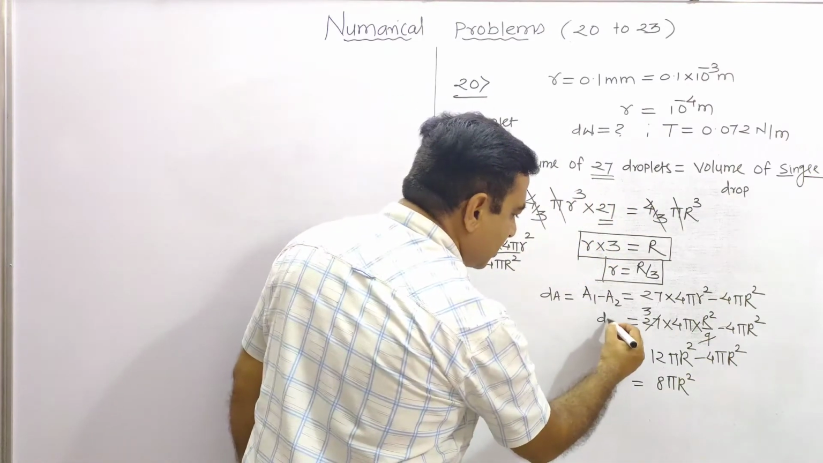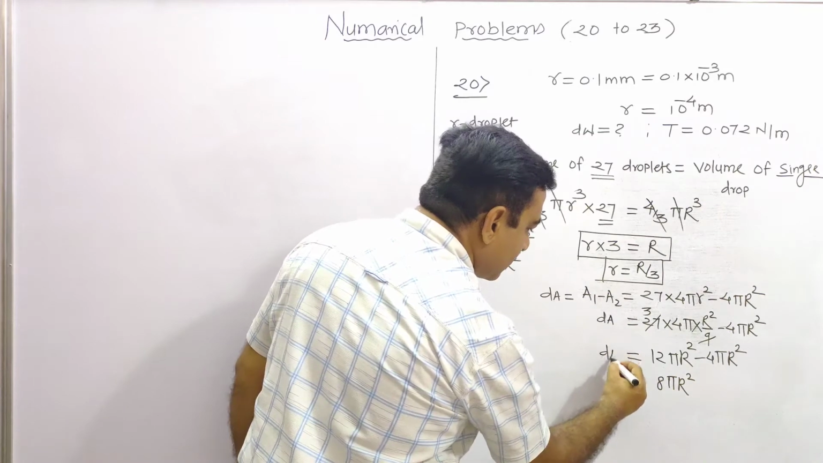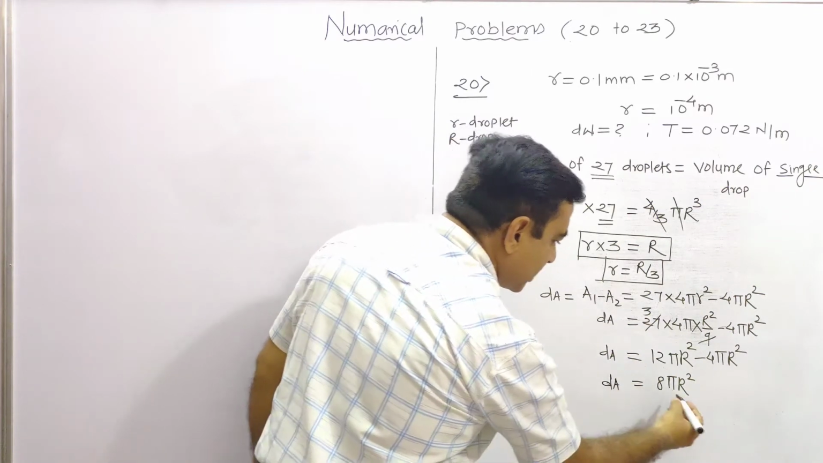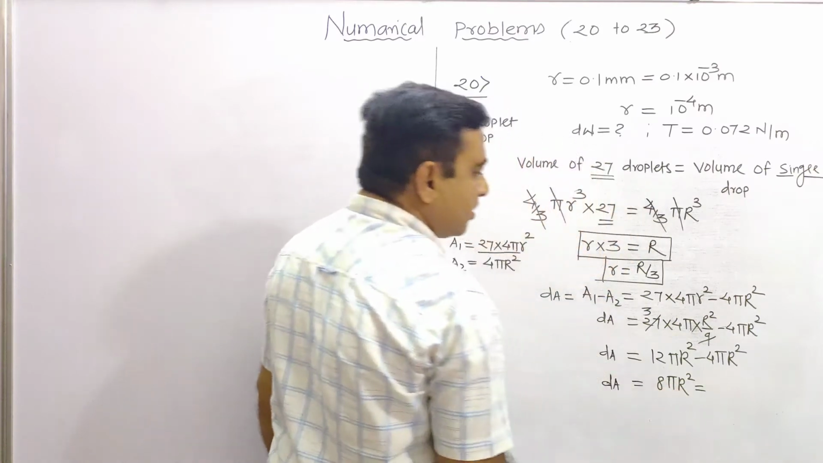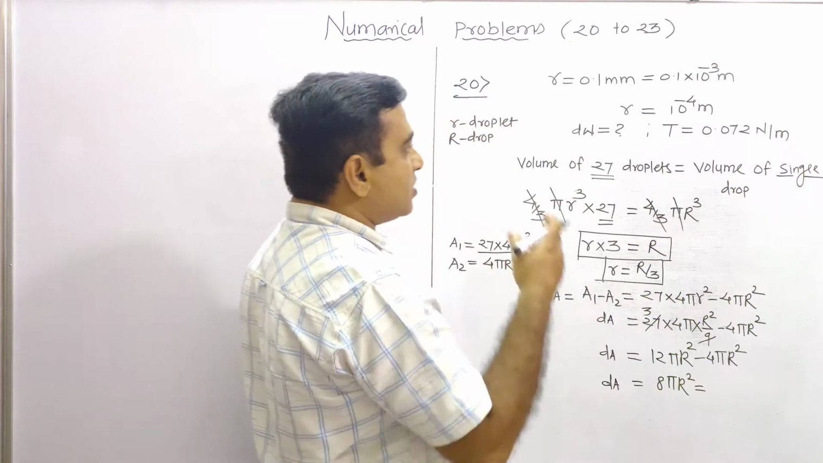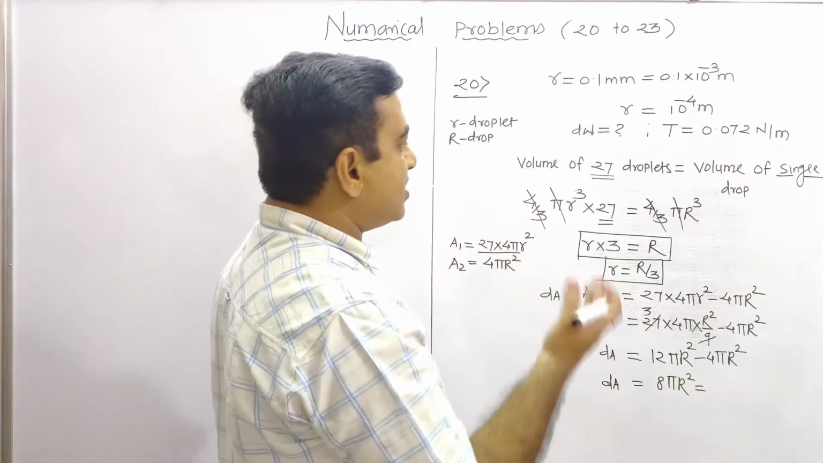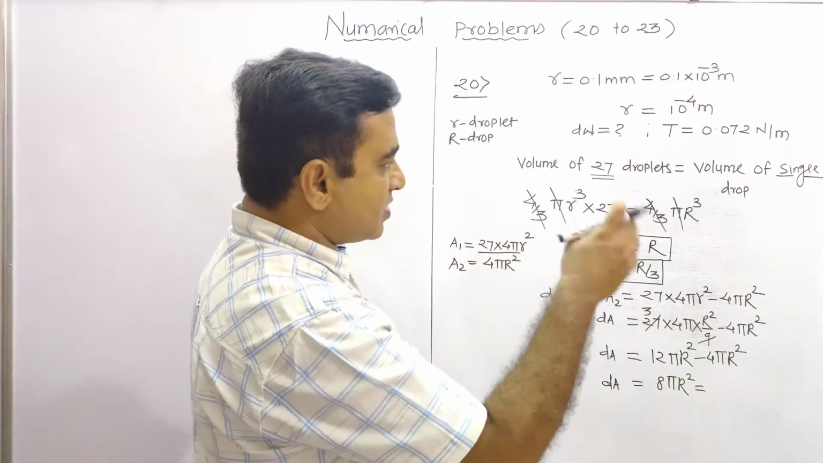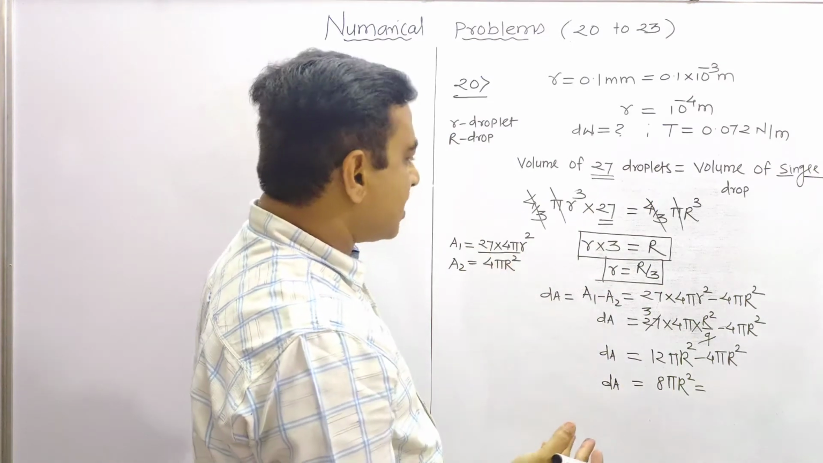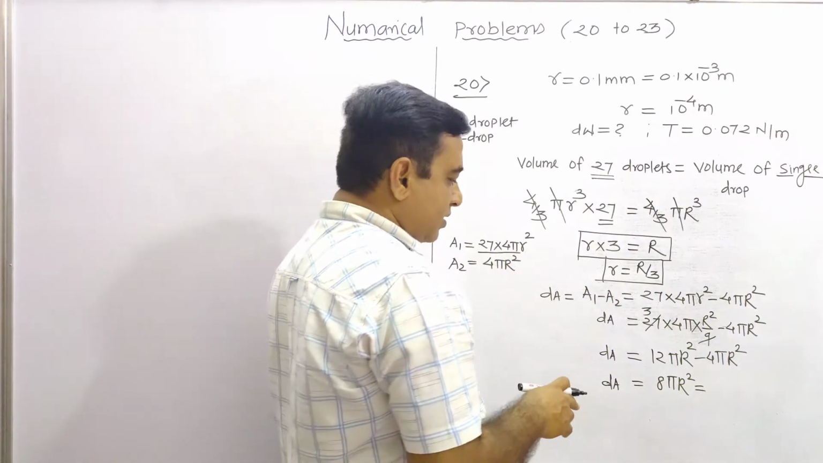So this is nothing but your dA, but still it is not finished. Here I am going to extend this, we need to get r in terms of small r, because it is the energy when a single drop coalesces into 27 droplets. How much is that energy that we need to get?